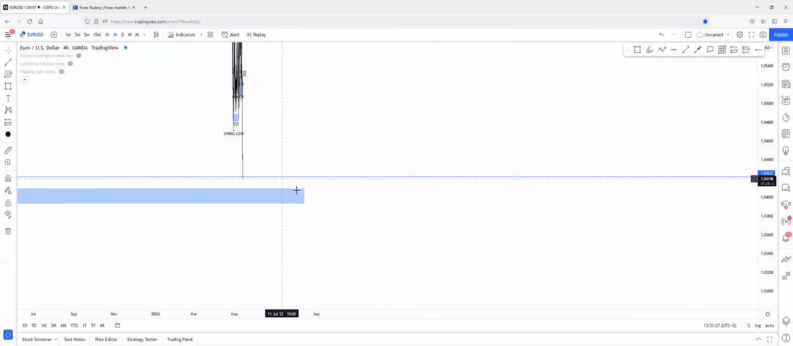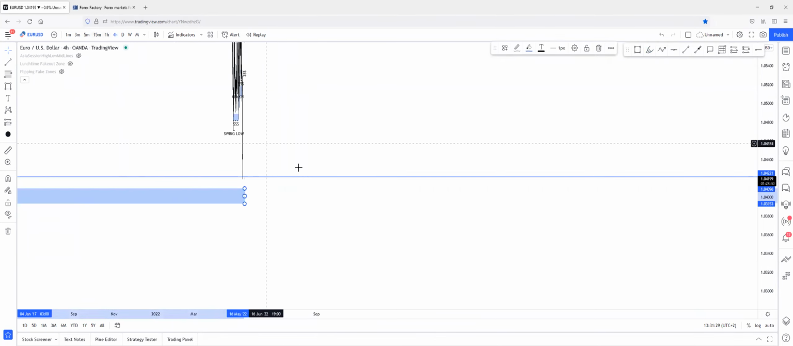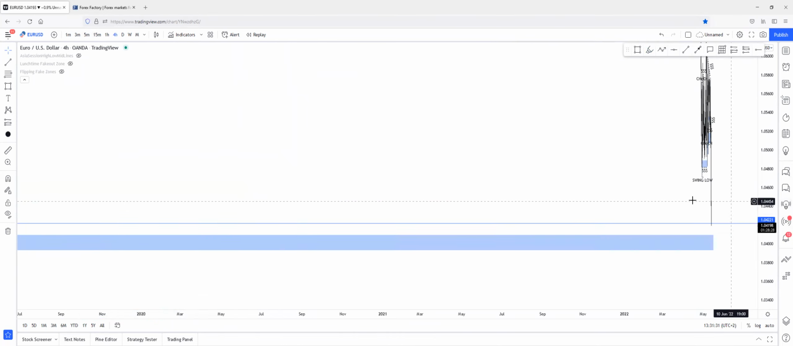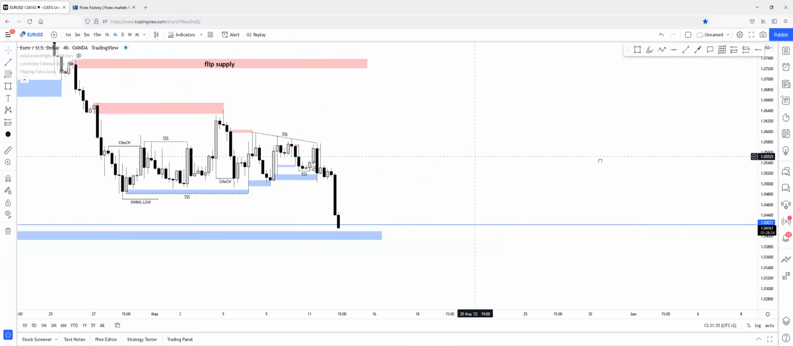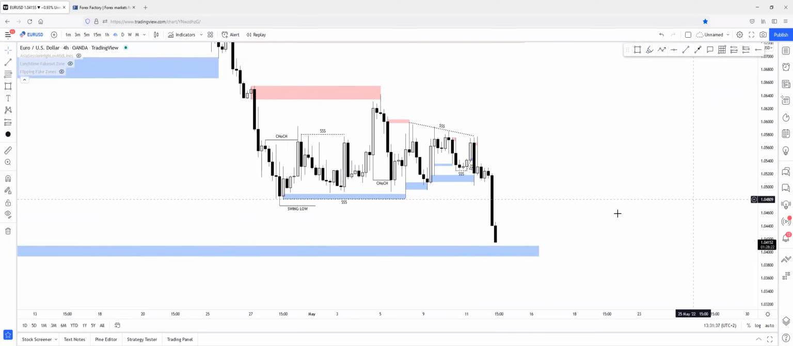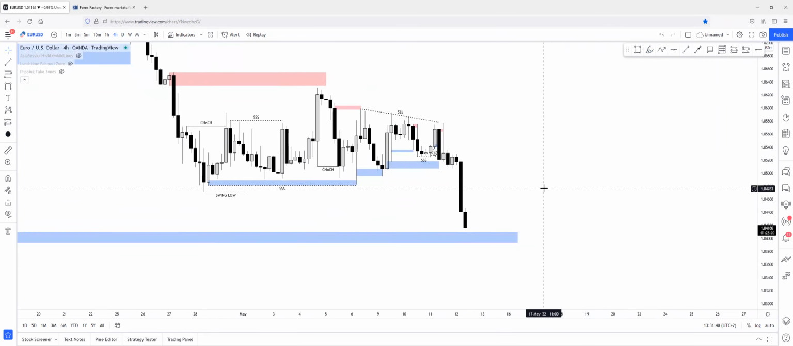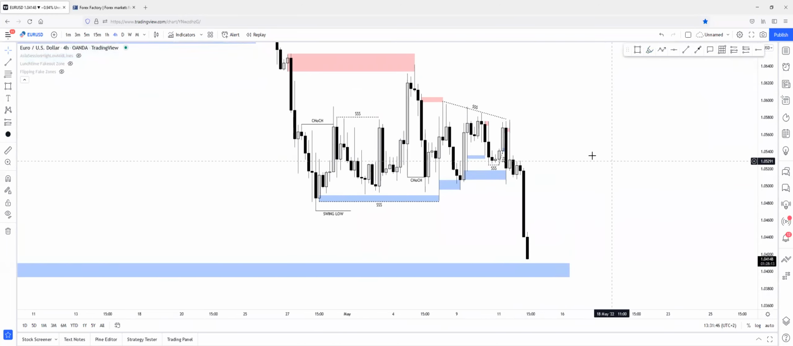Okay, there you go. Switch back to the 4-hour. We are on the 4-hour already. So, okay, here we are. As you can see, price will mitigate this demand zone in hours, more likely in minutes. So price is on the way down to mitigate this demand zone. This is the weekly low point.